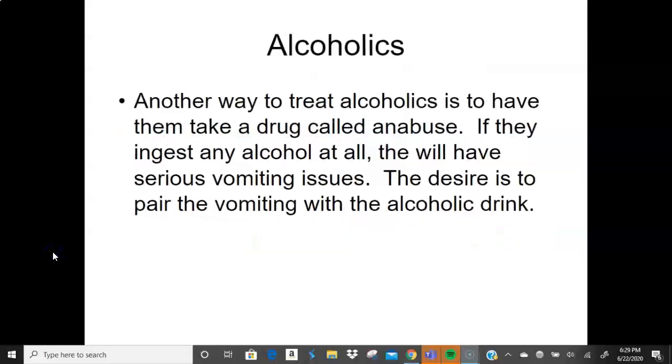Our last example is one that does get used, though it's not common. Another way to treat alcoholics is to have them take a drug called Antabuse. If they ingest any alcohol, they will have serious vomiting issues. The desire is to pair the vomiting with the alcoholic drink. Again, the reason we don't see this often is that for alcoholism there are usually other issues that need to be dealt with, so it's not always the cure that they would hope.